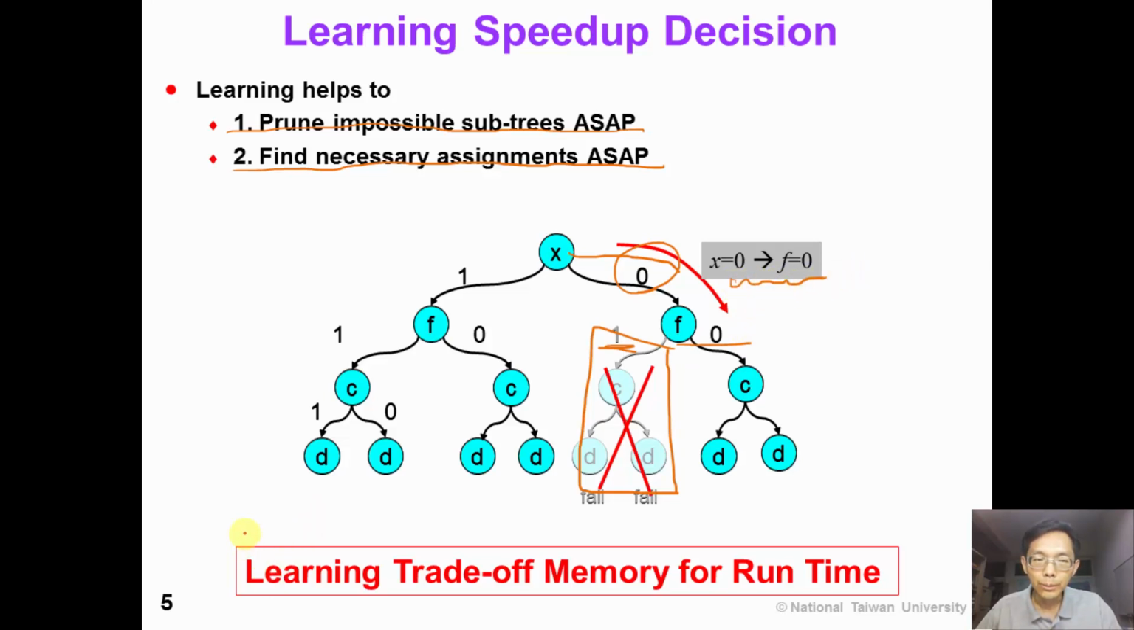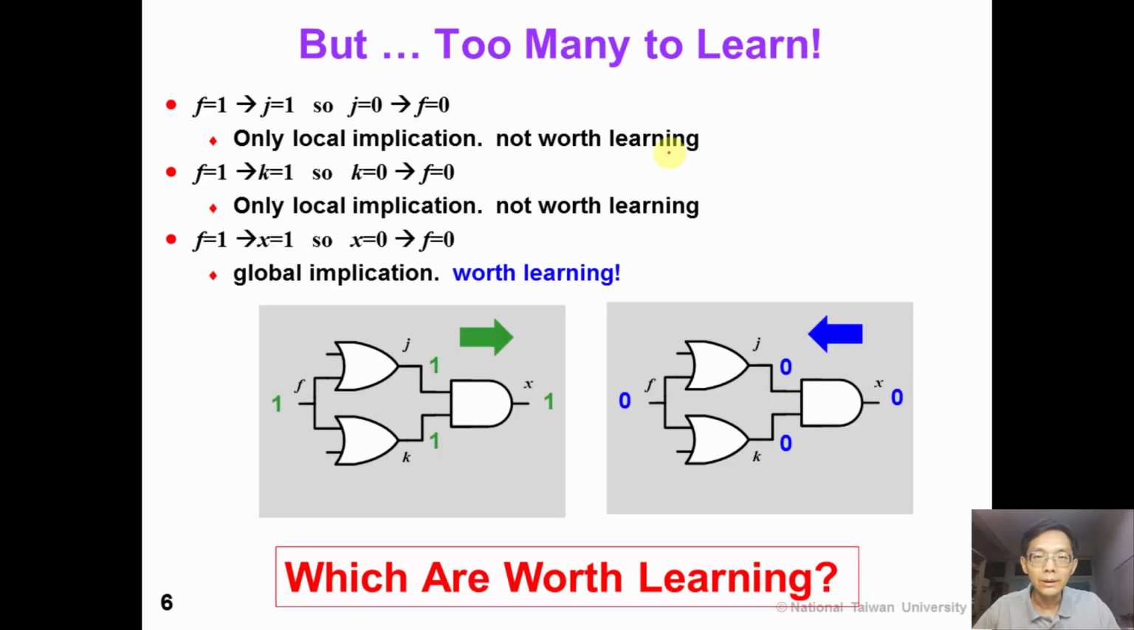So, learning provides a very good trade-off of memory for runtime. This sounds like a very good idea, but the fact is that there is too much information to learn. How can we select which information is worth learning? This is a good question.